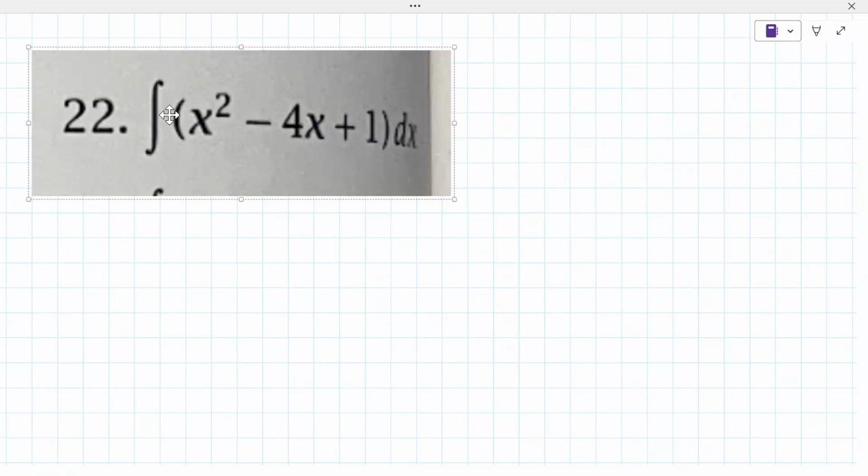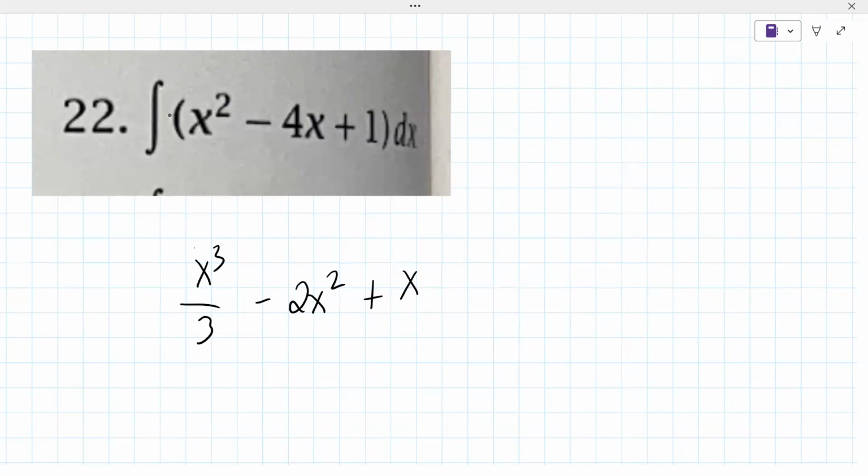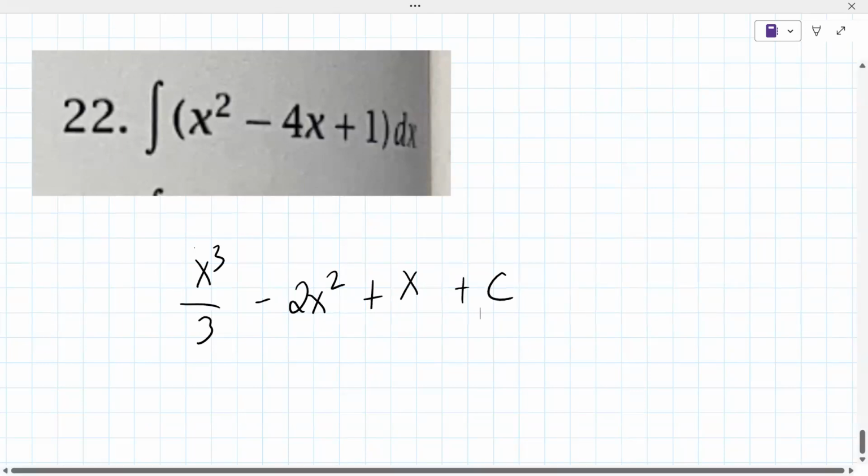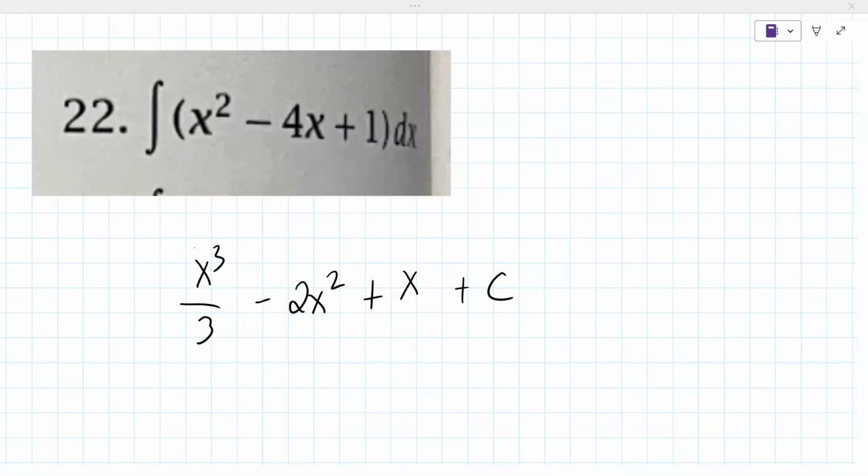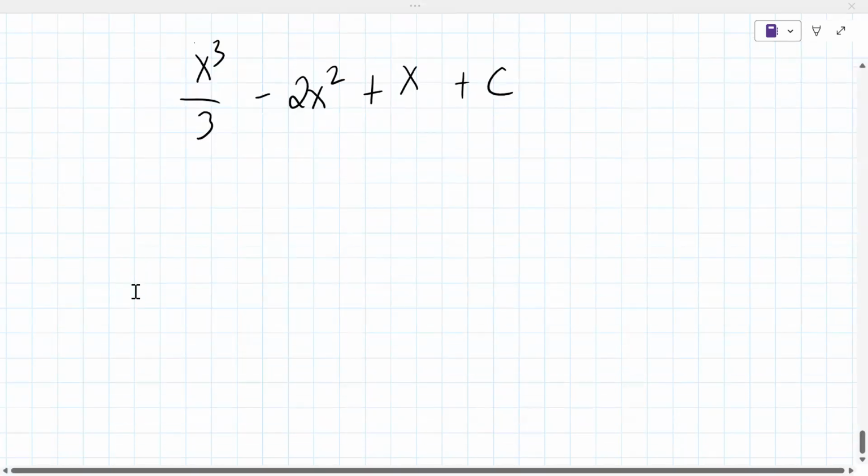I got x cubed over 3 minus 4x squared over 2. Very good. So that you should simplify. Oh, okay. 2x squared plus x plus c. All right, good. I don't know why those problems shouldn't have been thrown in earlier.